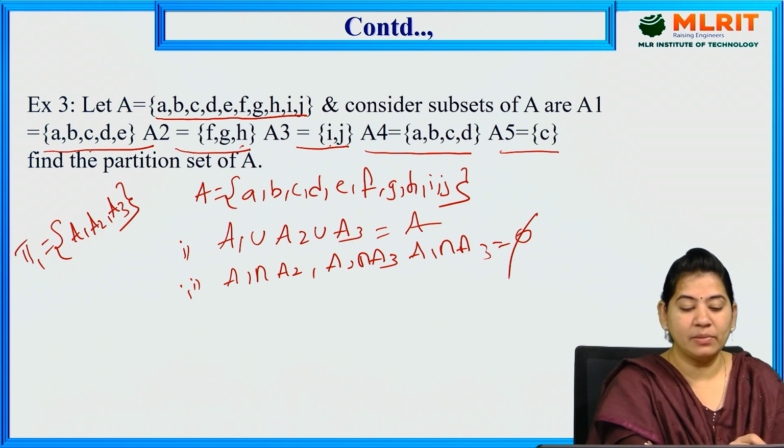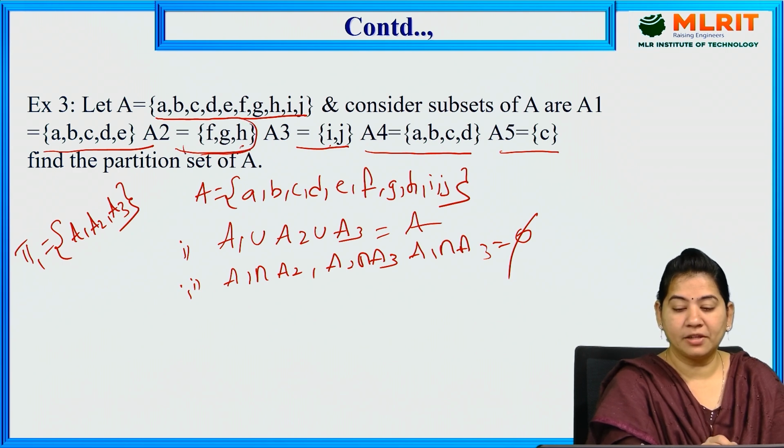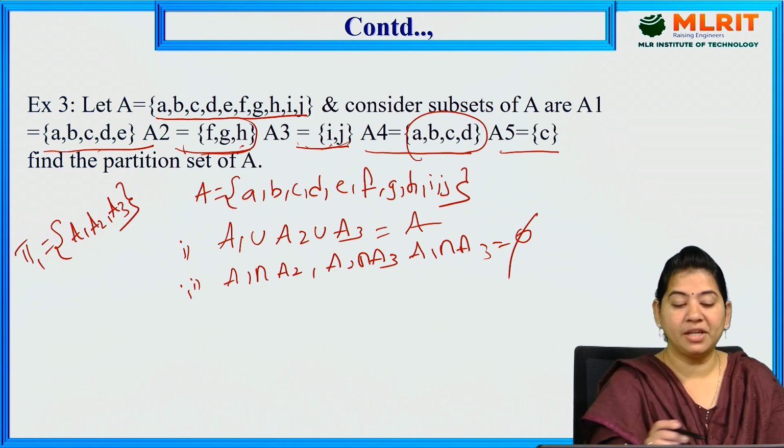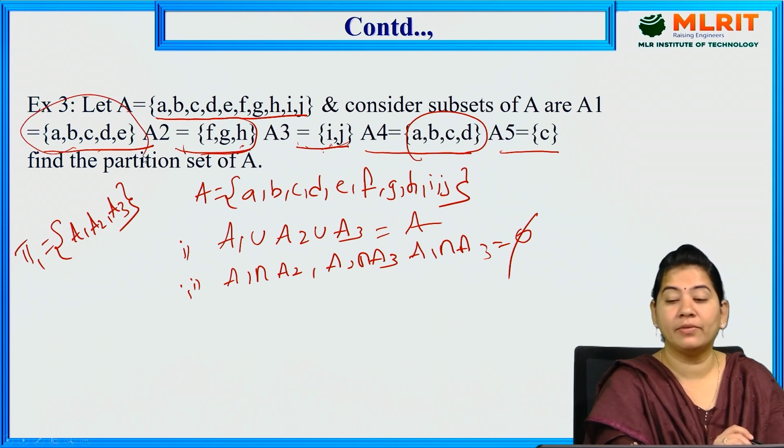A1 is A, B, C, D, E. F, G, H, definitely I have to write here itself. I don't have any other one. I, J is only in A3, so without A3 I cannot. A, B, C, D, for example, if I take A4, A, B, C, D, E, I don't have A, B, C, D in A2, A3 and A5. So definitely I have to consider A1 only.